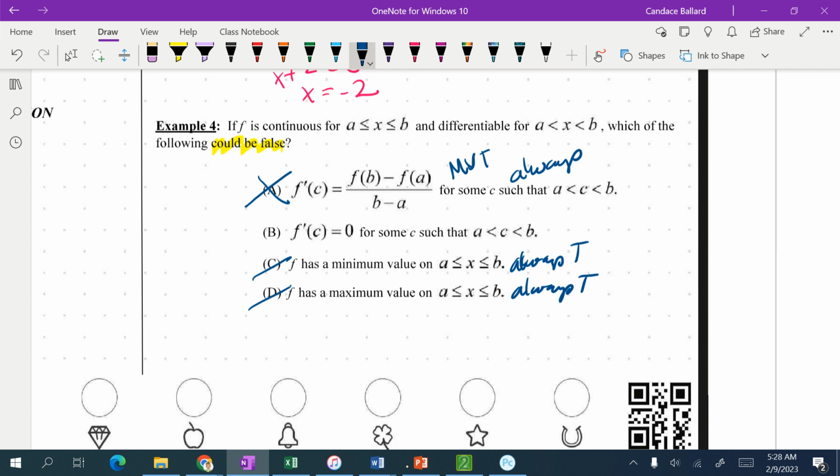It says the derivative equals 0 for some c such that we are in the interval between a and b. So think about that. If I have this, right, we know the derivative would have to equal 0 here and have to equal 0 here. But it doesn't have to equal 0 there, and it doesn't have to equal 0 here, and it doesn't have to equal 0 there. Our slopes are not equal to 0 at those points. So this one could be false, because it is true sometimes, but not all the time.